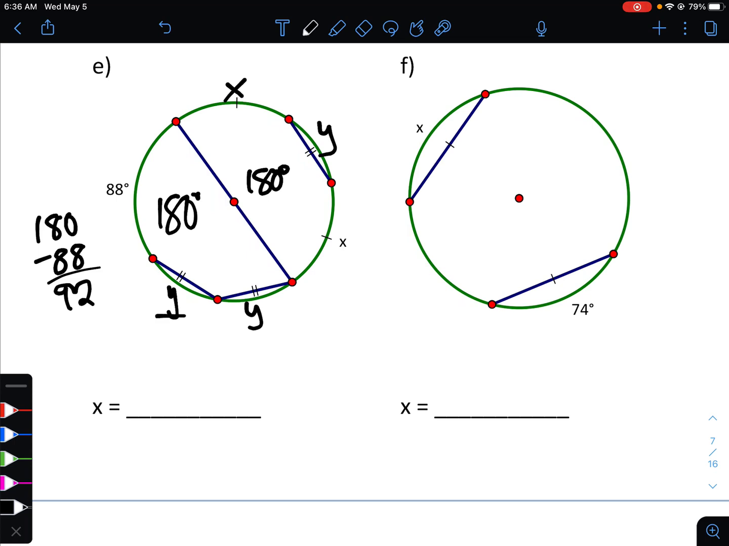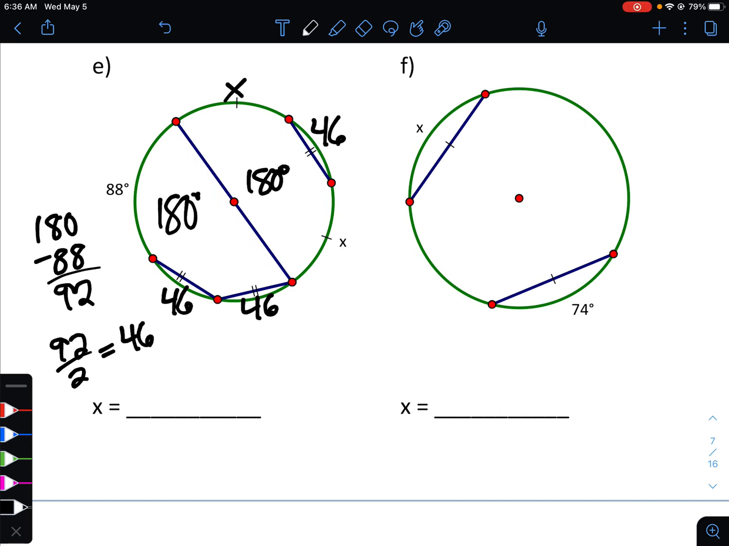And that 92 degrees has to be split evenly between our two sections that we do not know. So if we take 92 and divide by 2, that gives us 46. In other words, each of these y's is 46 degrees. I'm going to go ahead and just write that in place of that variable.